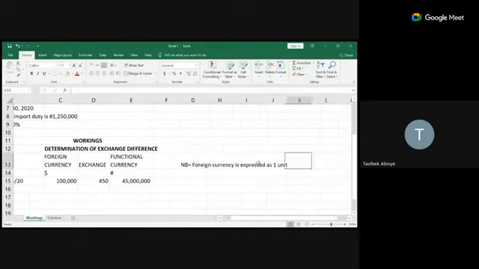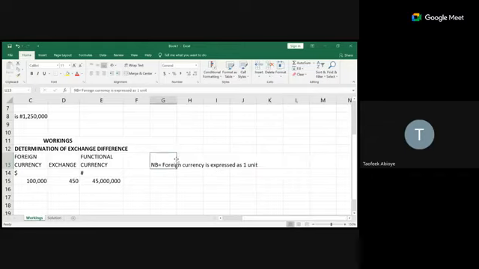So in case you are using Excel, foreign currency is expressed as 1 unit, hence we will multiply. The reason why we are multiplying, in case you are reading on your own, is because foreign currency is expressed as 1 unit.